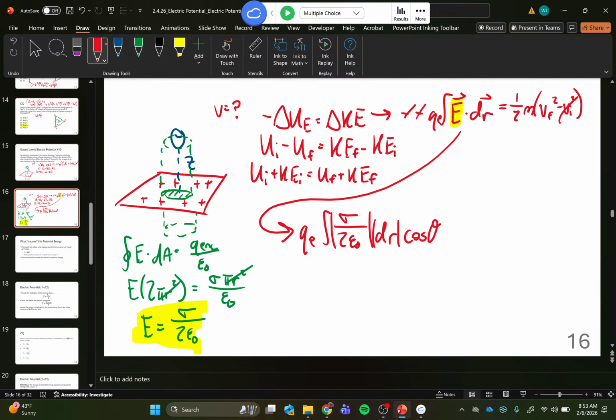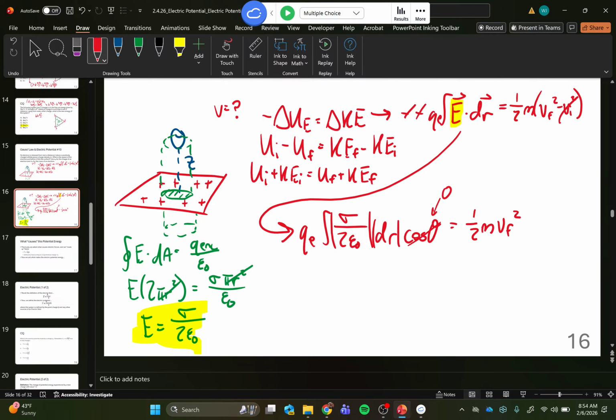In this case, the way that we write this dot product is such that E is in the radial direction, r is in the radial direction, so theta is always 0. Cosine of 0 is 1. That pretty much always happens with this integral, so you can pretty much always ignore that. Okay. And that equals 1/2 mv final squared.